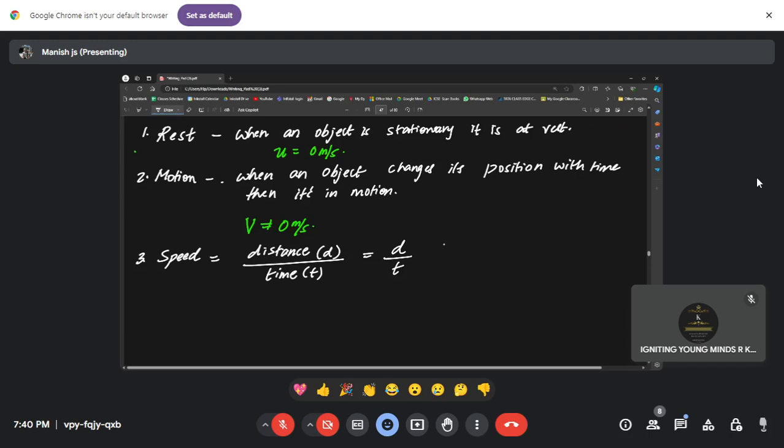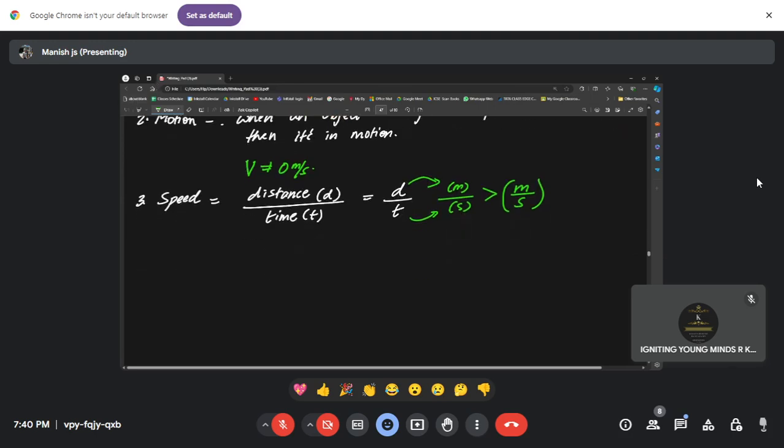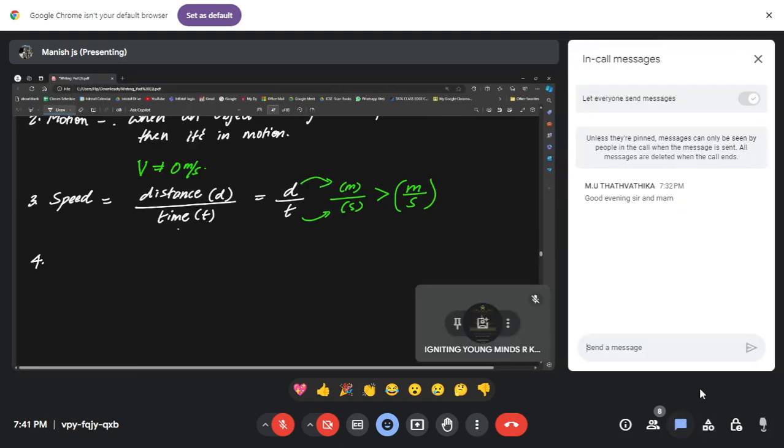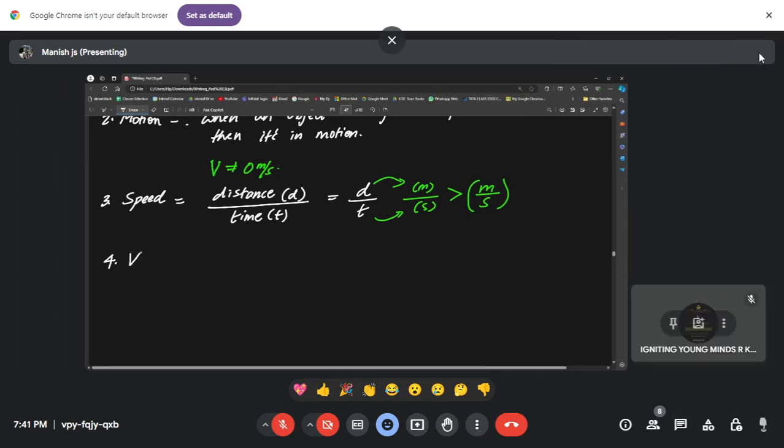And what about its unit? Distance is expressed in meters and time is expressed in seconds. Combining both, you get meters per second, and that's the unit of speed. So that's about speed. These are all simple aspects. Speed is the ratio of distance upon time, with units of meters per second. Similarly, velocity.